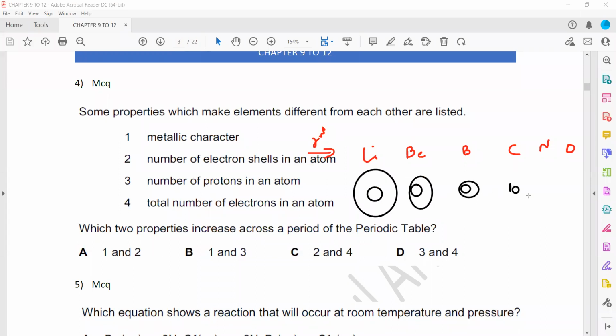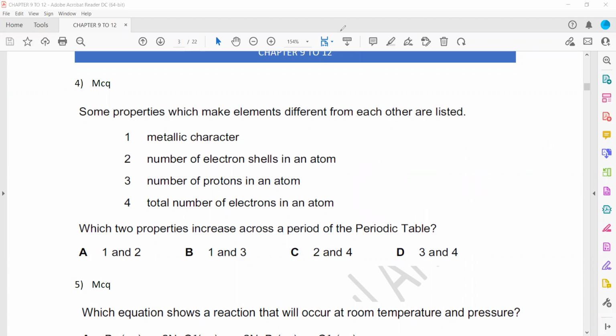The number of shells will be the same for all of them. Only, because their groups are different, this is group 1, so it will have 1 electron, this will have 2 electrons, this will have 3 electrons, carbon will have 4 electrons, nitrogen 5 electrons, oxygen 6, and so on. So the number of electron shells does not change across the period. It remains the same.